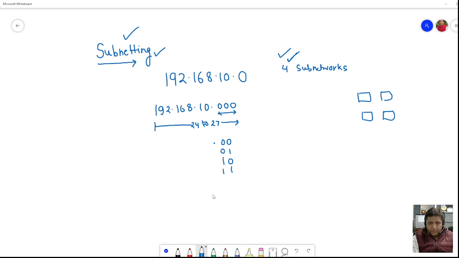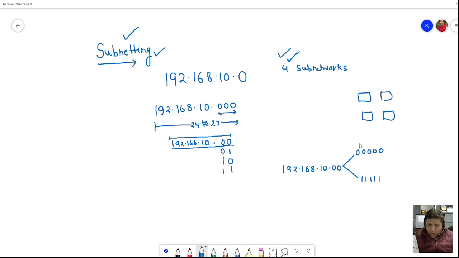These 4 combinations, fine. If you take the first combination, 192.168.10.00, and consider these 26 bits as the network, then my network would look like this: 192.168.10.00, and the remaining 5 bits can move from all 0 to all 1. Sorry, 5 bits: 1 2 3 4 5.